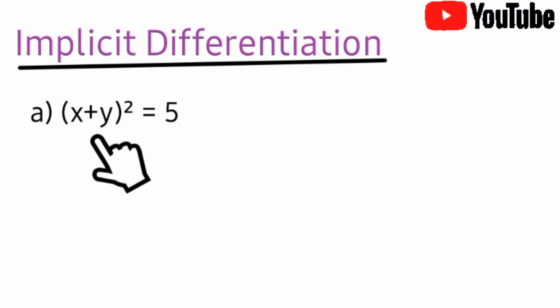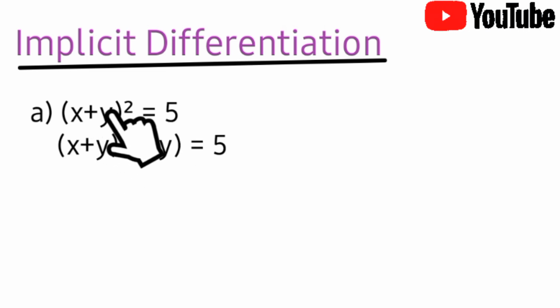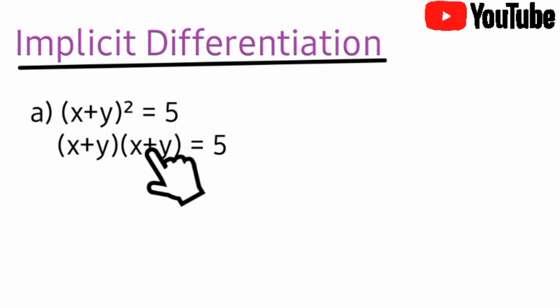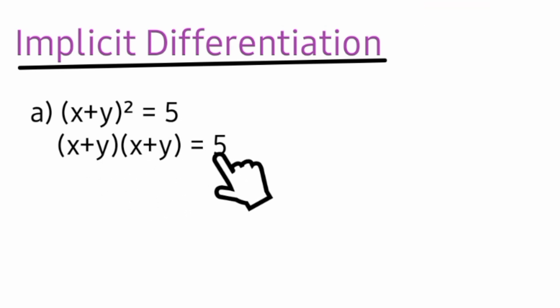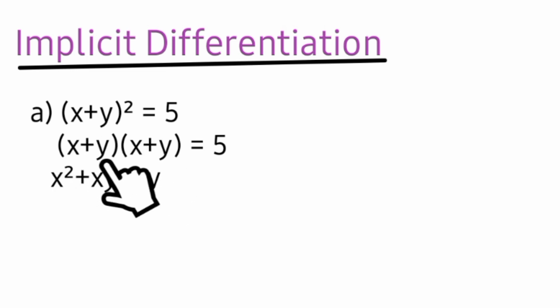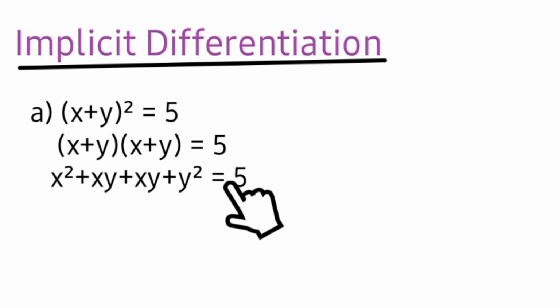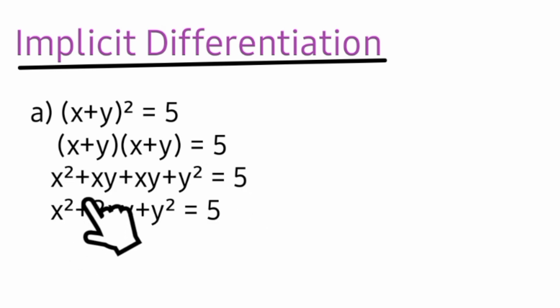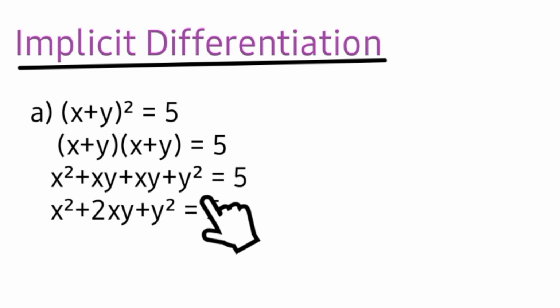Now let's expand this. (x + y)² simply means (x + y) times (x + y), and that equals 5. x times x, x times y, y times x, y times y equals 5. We have x² + xy + xy + y² = 5.